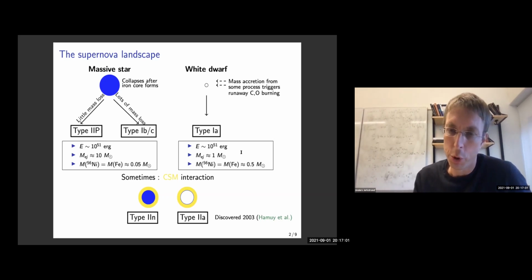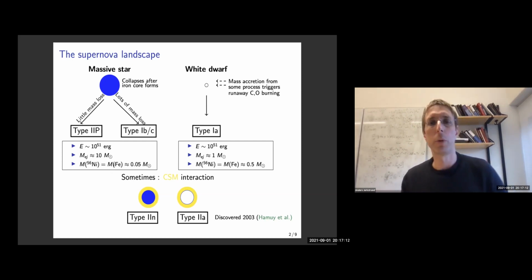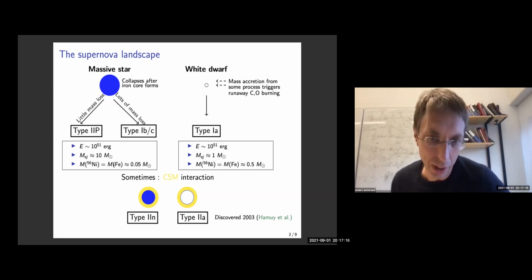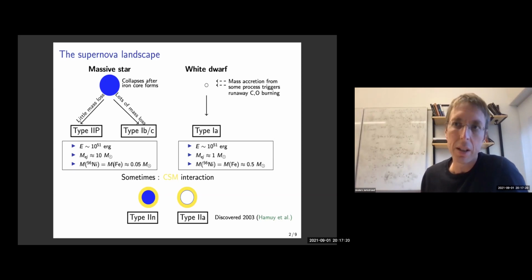And there is a second important difference which will come into play here, and that's that the amount of iron that you produce in a 1A explosion is about half a solar mass, whereas in the core collapse supernovae it is about a factor 10 times smaller. And this iron is not made as iron itself, it's made as 56 nickel, which then radioactively decays into iron.